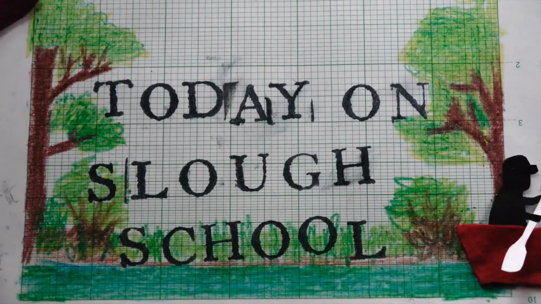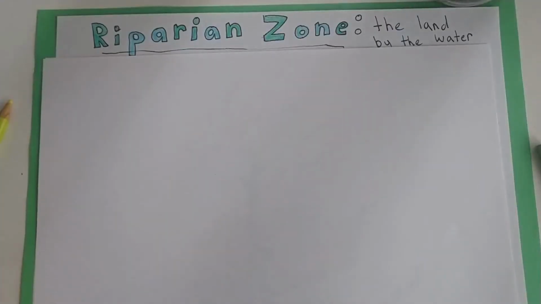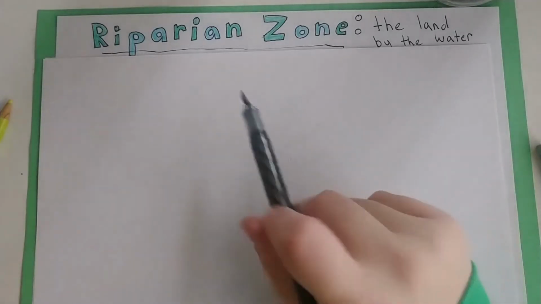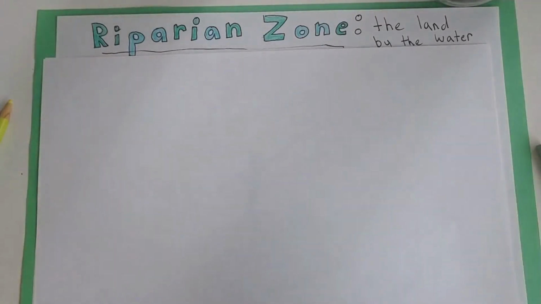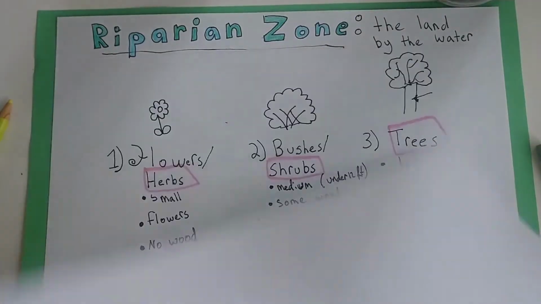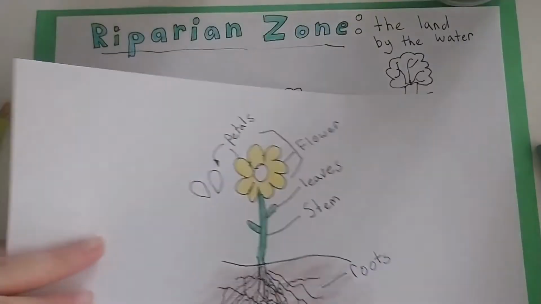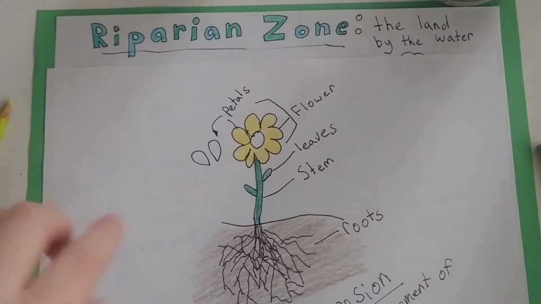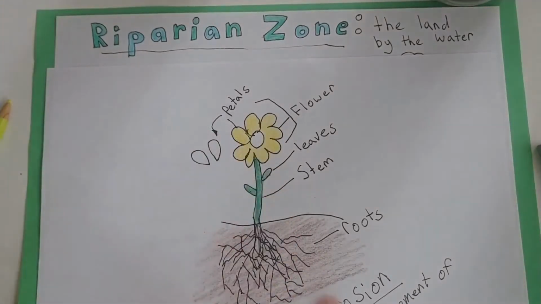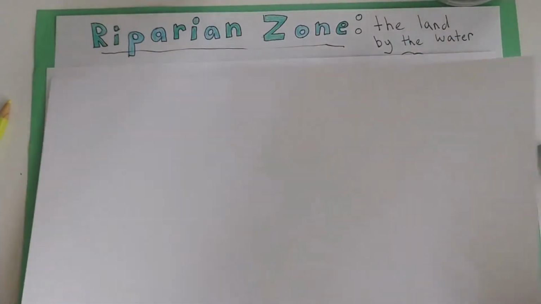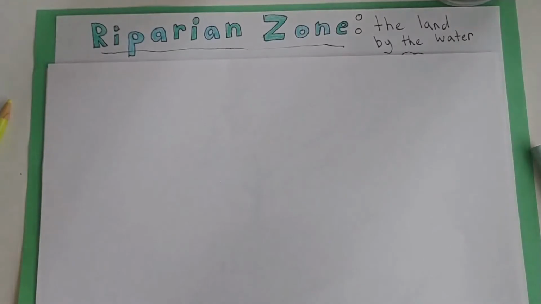Today on Slough School. So last lesson on Slough School for the Riparian Zone, we learned what the Riparian Zone is. It is the land by the water. We also learned about 3 different types of plants: herbs, shrubs, and trees. And we went on to learn scientific names for the different parts of a plant: our petals, our flowers, our leaves, our stems, and roots. And we talked lightly about erosion and why it's really, really important to plant plants in the riparian zone. But today, we're going to draw the riparian zone.